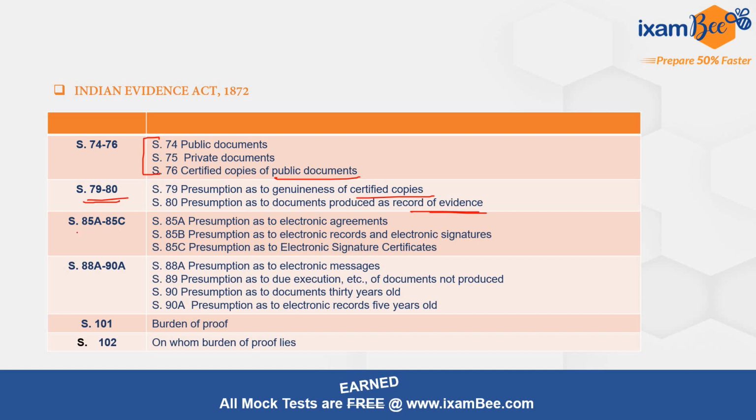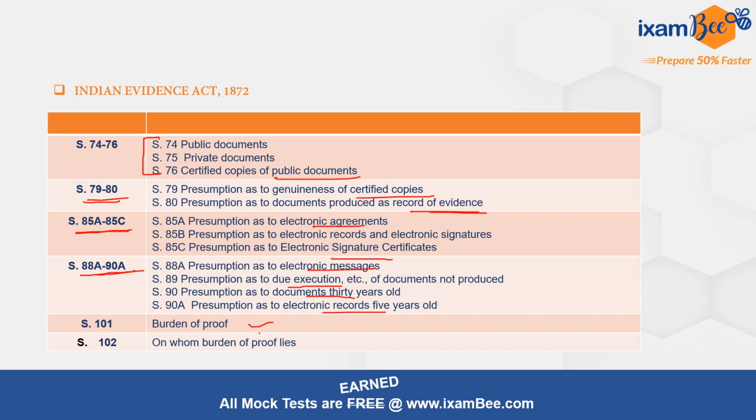Section 85A to 85C, that is talking about again presumption as to electronic agreements, electronic records and electronic signatures, then electronic signature certificates. So presumptions related to those. Then आपका 85C के बाद 88A to 90A, that is presumption as to electronic messages, due execution of documents not produced, documents 30 years old, and electronic records 5 years old. So what are the various presumptions, the various provisions related to these? They have been covered under 88A to 90A.